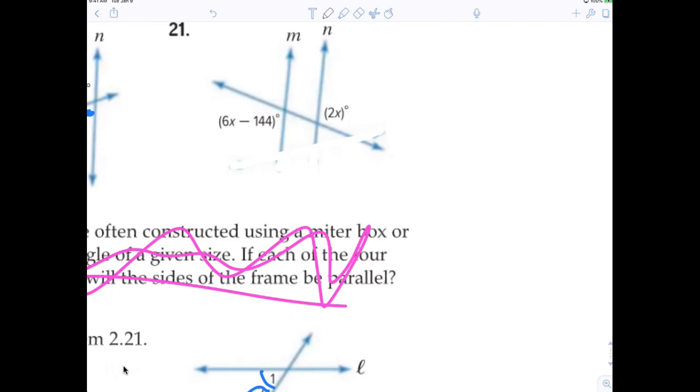You with me now? So this right here is now an exterior angle. This is an exterior angle. Alternate exterior angles are congruent. So you would just set 2x equal to 6x minus 144. All right. Everybody good?